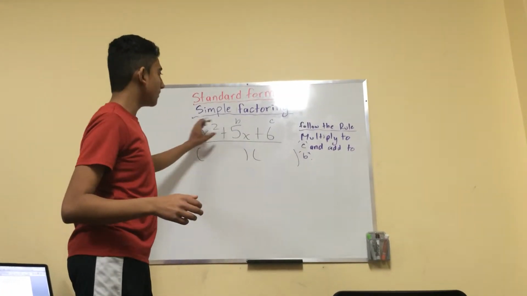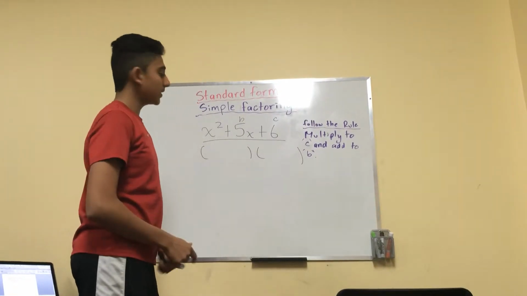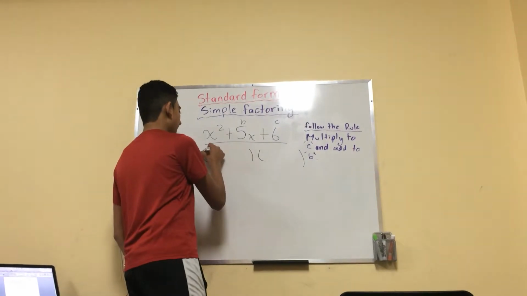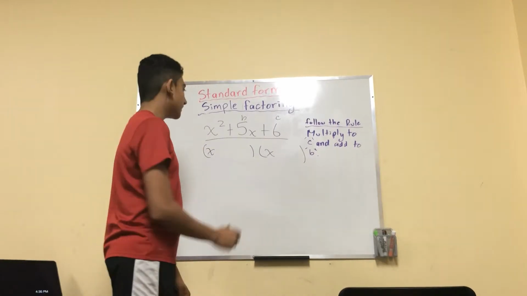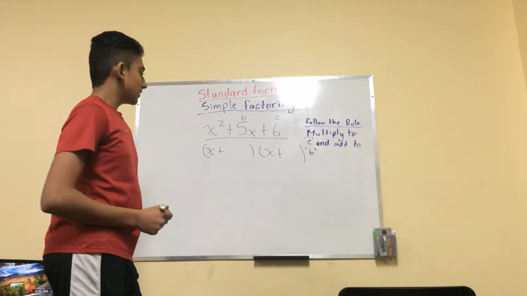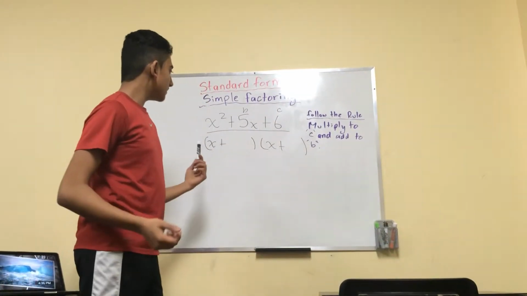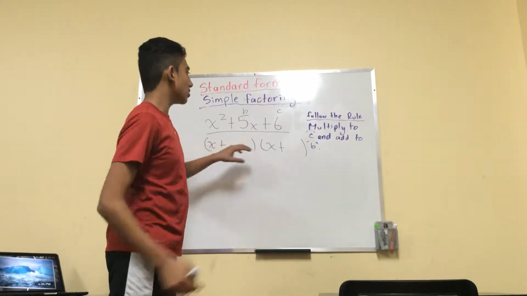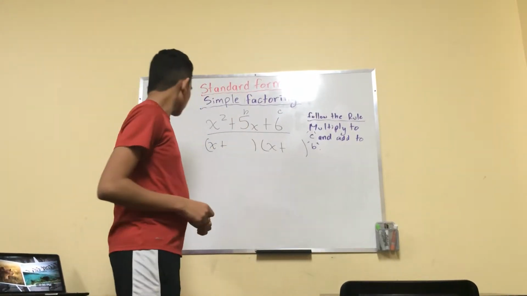So let's start part by part. To multiply these two brackets into this, we'll start off with x squared. In order to get x squared, you have to multiply x and x. And because this is a positive equation, we're going to make sure that both brackets are positive. Now we follow the rule: multiply to C, add to B. You need two numbers that multiply to C, but also add to 5. One way to find them is trial and error.